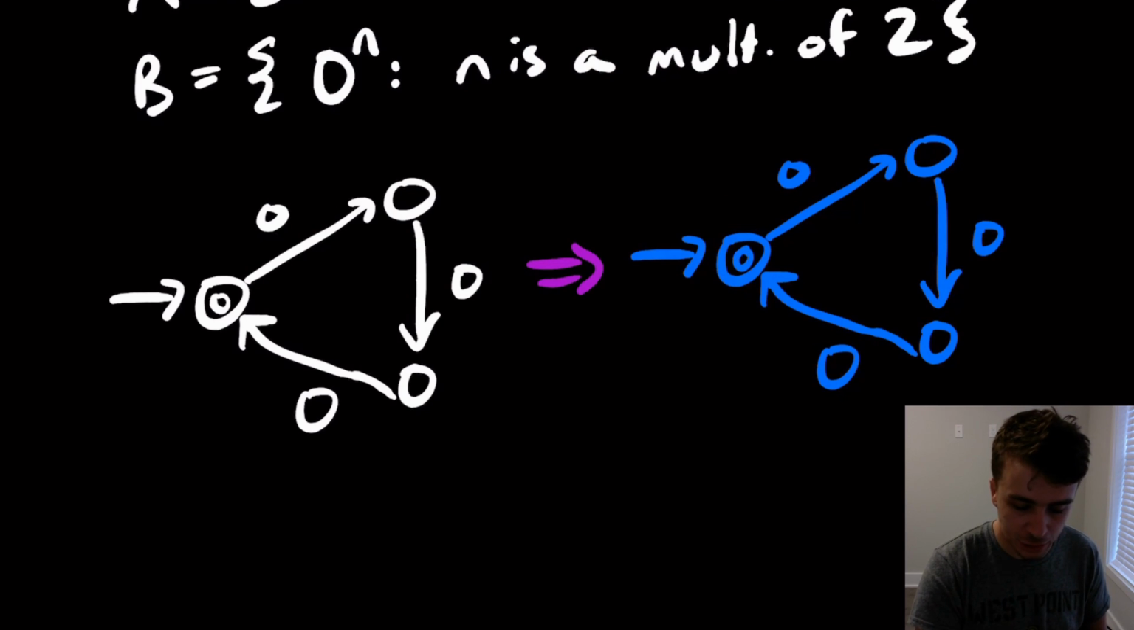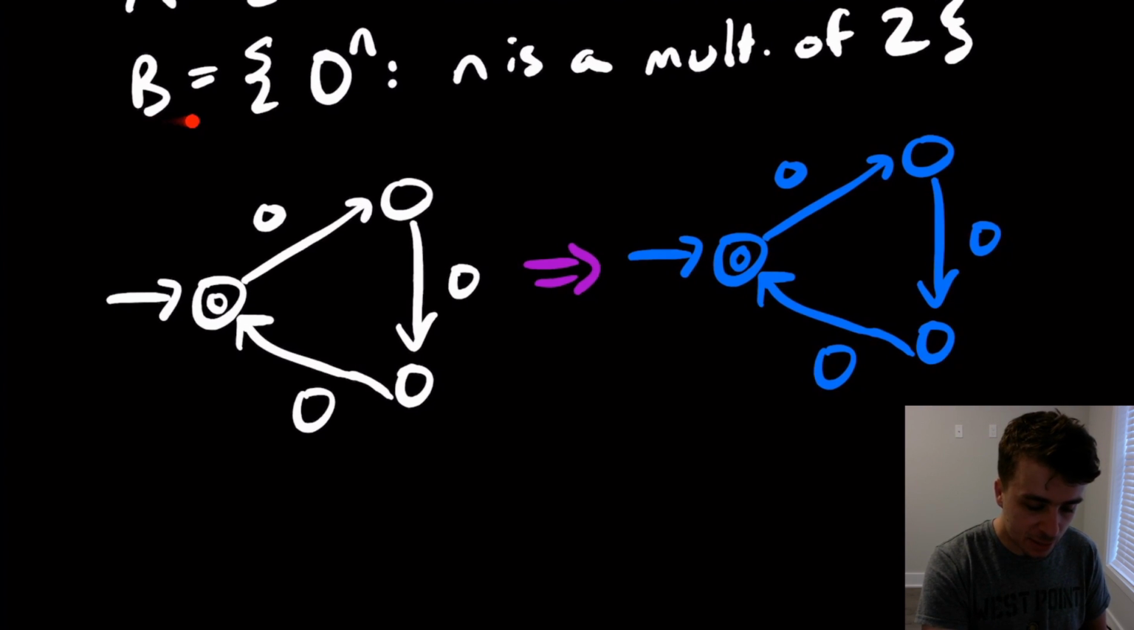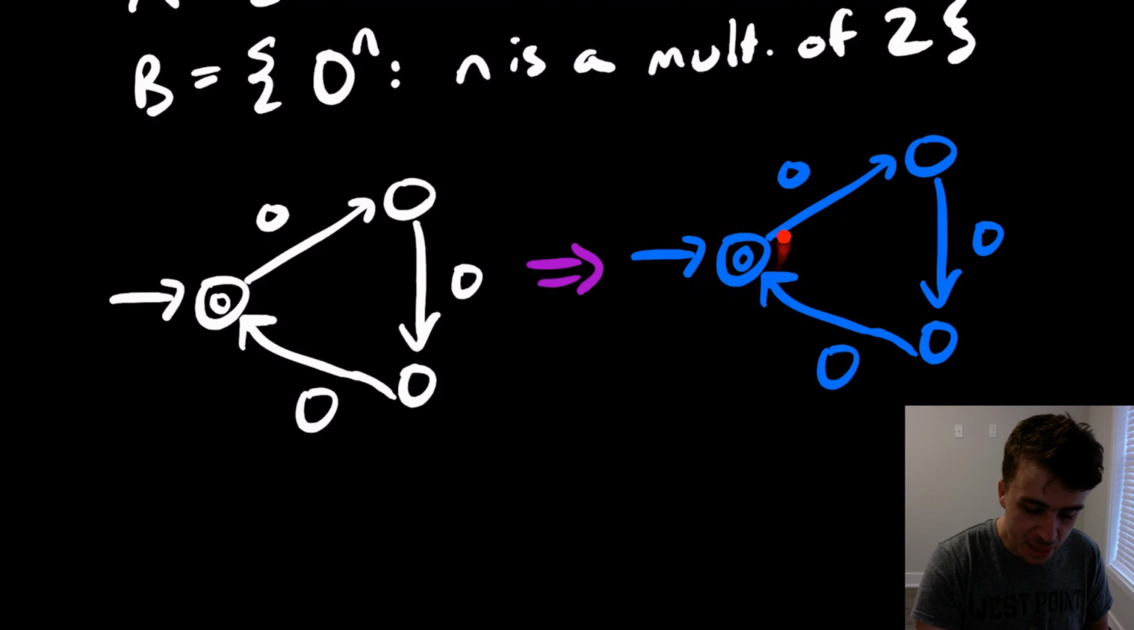And you can probably see where this is going. If I look at this state right here, we have to think: is there a string I can read from B, the language B here, that lands in this state right here? Well, let's see. I could read a string of length 2. If I start here and read a string of length 2, I end up here, which was a final state to start with. And the string of length 2 is in B, because B is the multiples of 2. So this one will be final too.